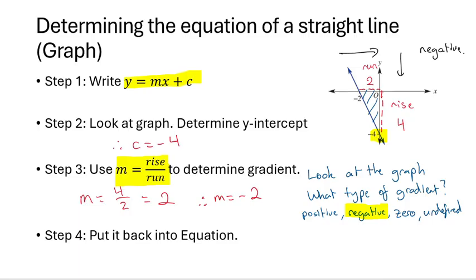And the final step, put it back into the equation. So I know what m is, I know what c is. Let's just put it back together. So it should be y equals -2x minus 4. And that's done. Okay.